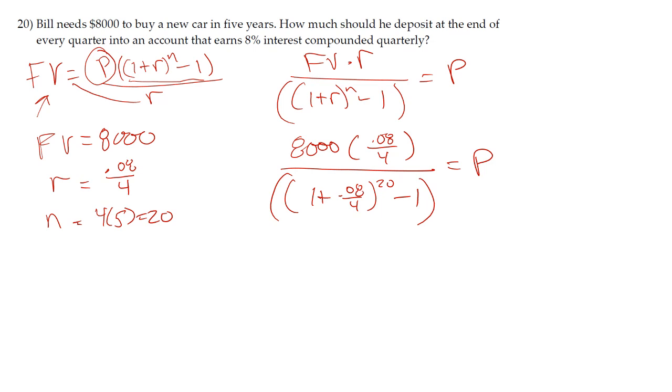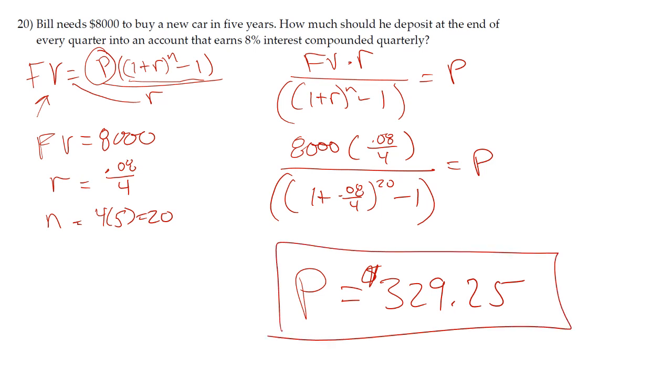You clearly see that the payment you have to save up each period is going to be $329.25. So if you put $329.25 into your account every quarter for 5 years, you're going to get $8,000 total. So that'll be your future value of $8,000. This will be the payment you need.